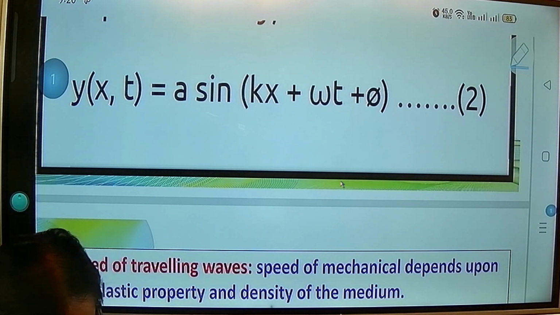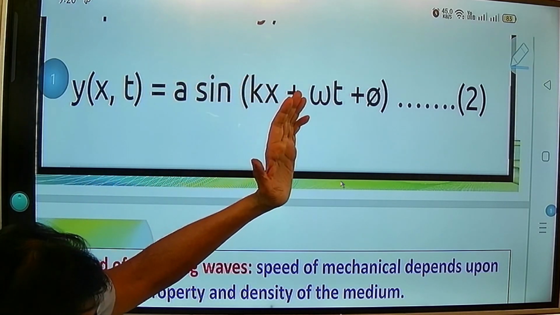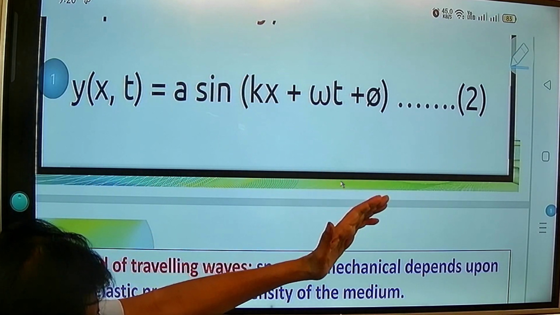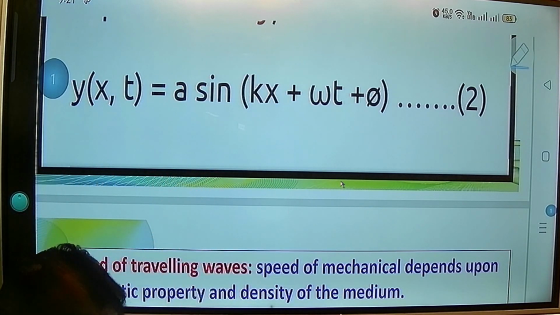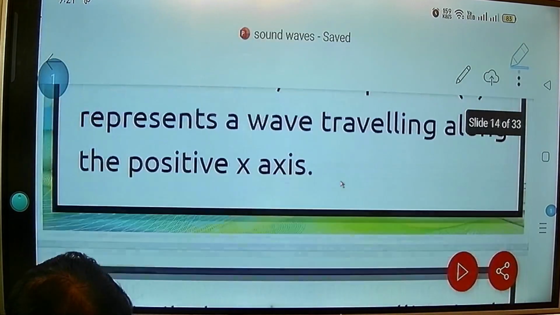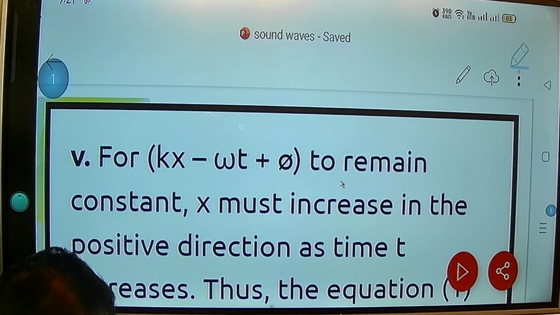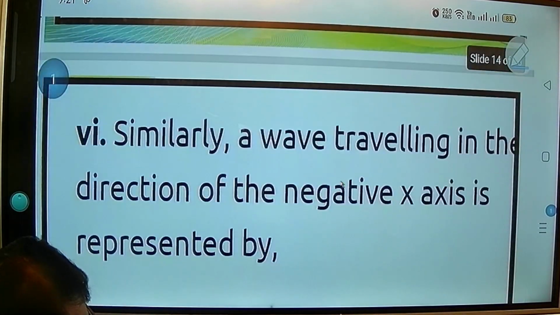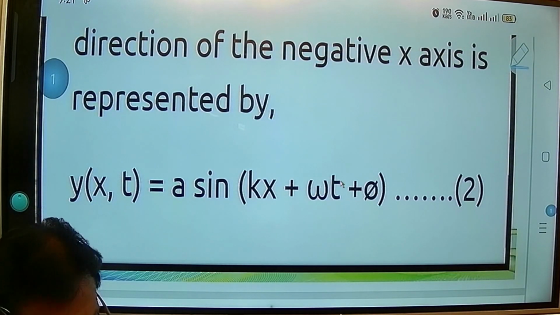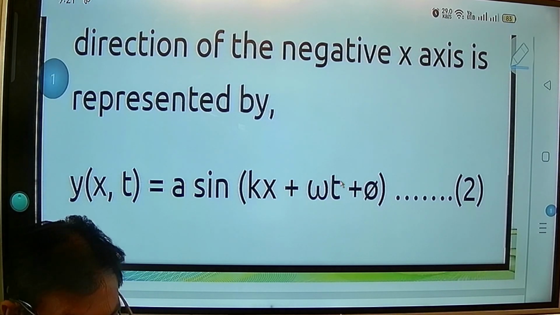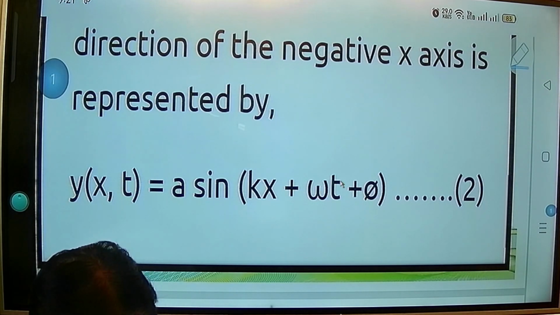So here we have shown that when the wave travels along the positive direction of the x-axis, the wave equation has kx minus omega t plus phi, as you have seen earlier, but when it travels along the negative x-axis direction, we get the other equation. This was all about the explanation of the expression of a wave.